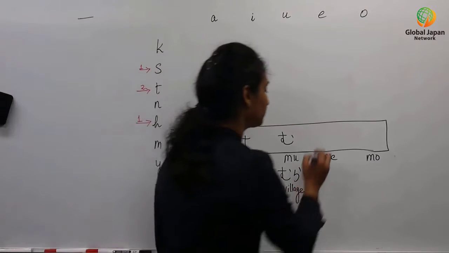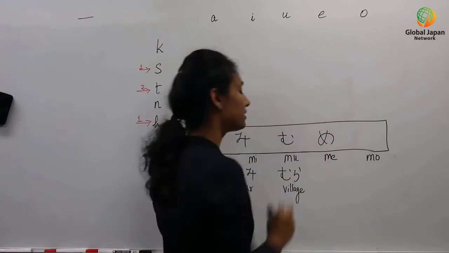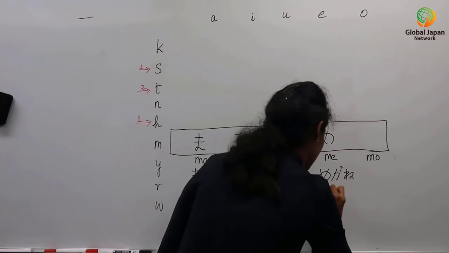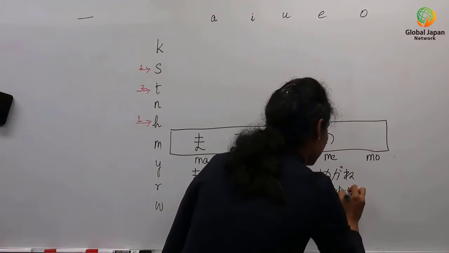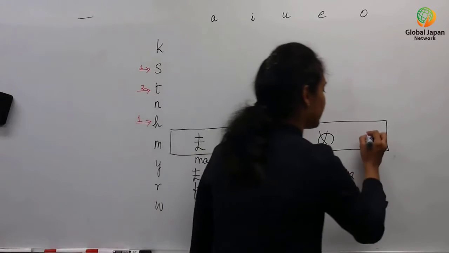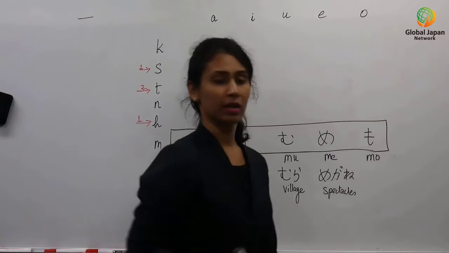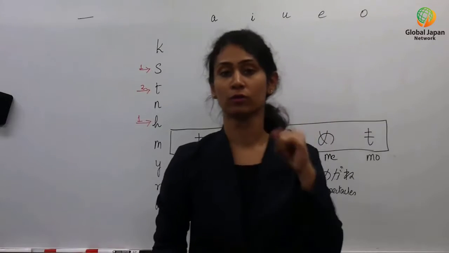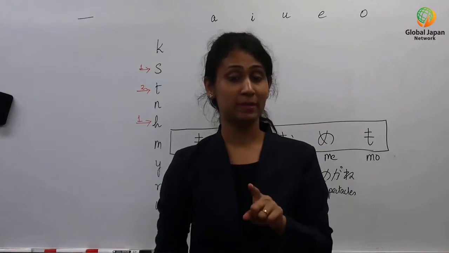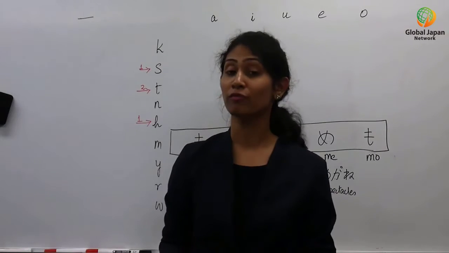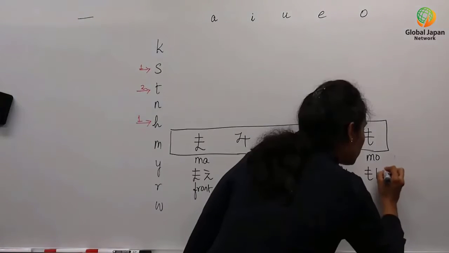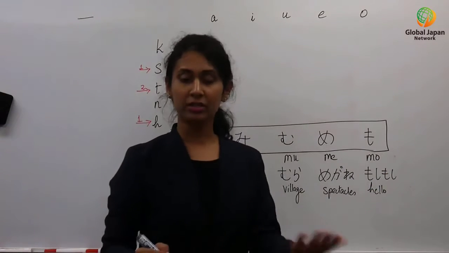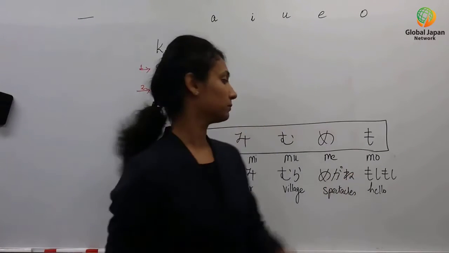Me. This is how me is written. Spectacles is called megane. Mo is written like this. If I have to call up someone, the first word which we say whenever we call on phone is hello. Japanese people don't say hello. They have a separate word for it, and that's moshi moshi. Moshi means hello. Generally, this is not said when we meet a person. It's the word used only when you talk over the phone.